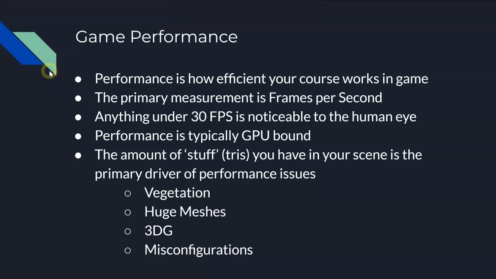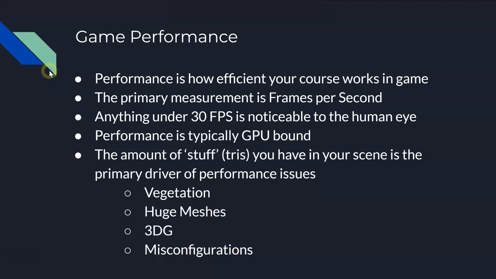And typically the amount of stuff that you have in your scene is the primary driver of performance issues. Things like, how many trees have you planted? Have you planted a lot of trees? The number of grasses that you've planted. Huge meshes can have an impact, and we'll talk about that a little bit more. If you have a really huge, dense mesh with a lot of triangles, that can impact performance. We like to put 3D grass on our courses. That has a huge impact in the way you configure it, the density of that grass, the length of that grass, and then also just misconfigurations.